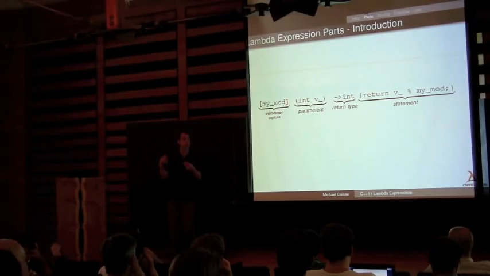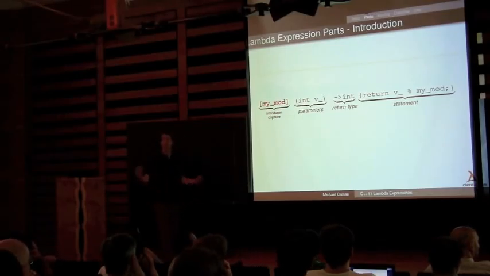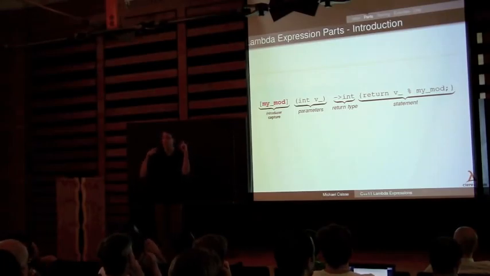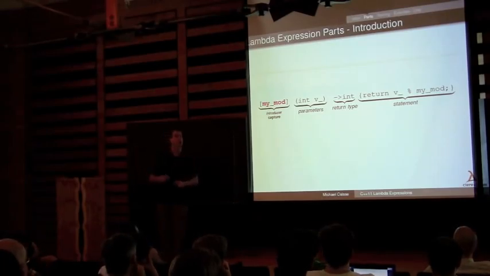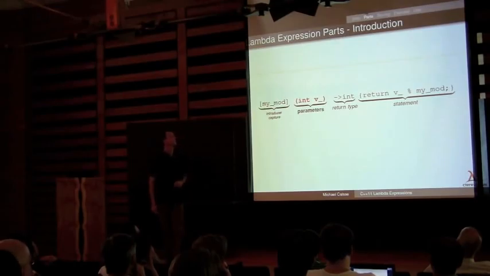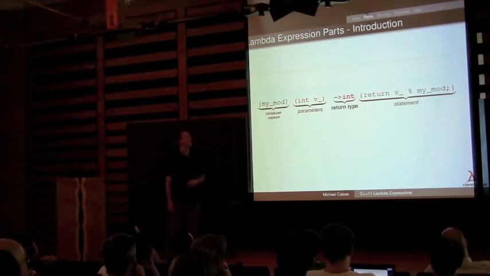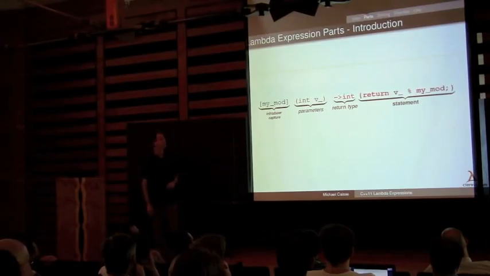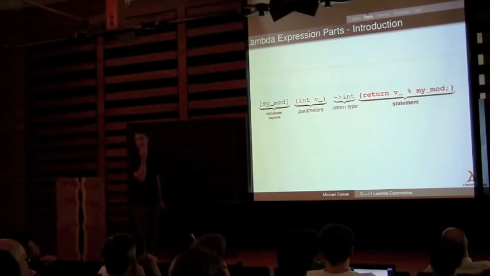So lambda expressions begin with open and closed brackets. That is how we introduce that we're going to have a lambda expression. Within the lambda expression's introducer, within the square brackets, we're going to have our capture. We have parameters. We have a return type, and then our statement. So these are the main parts. We're going to go through each of these.